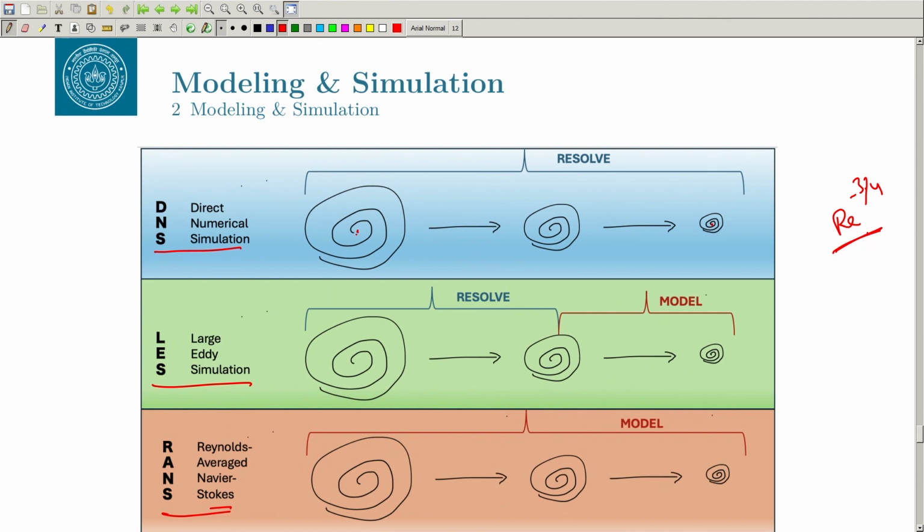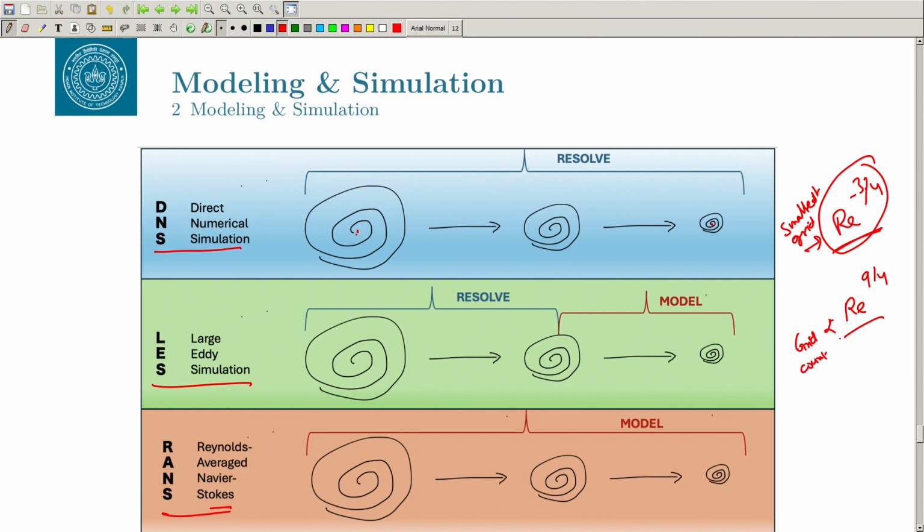Or the grid size, if it is this in 1 dimension, in 3 dimensions this will become Re to the power 9/4. This is your typical grid size, in 3 dimensions, the size of the smallest grid. Instead of grid size, let me use the word grid count. So your grid count goes as Reynolds number to the power 9/4.